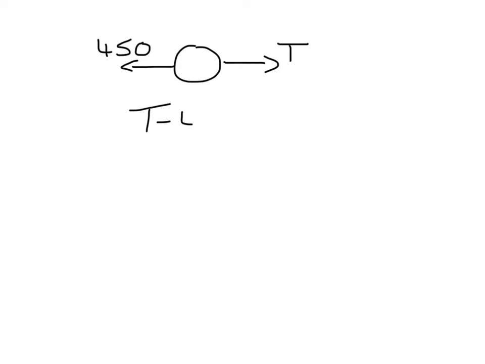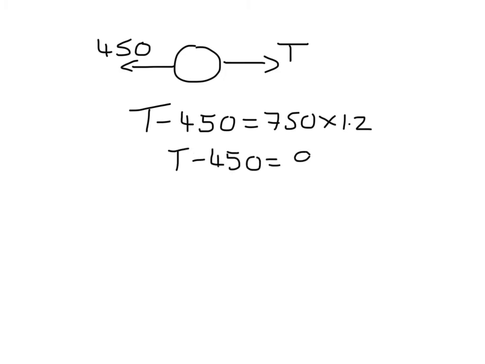We're asked to find the tension in the tow bar. So if I just consider the trailer, tension's pulling it forward, 450 resisting motion. So tension minus 450 is the resultant force, has to equal mass times acceleration. 750 times 1.2 gives us 900, so T minus 450 equals 900. The tension is 1,350 newtons.